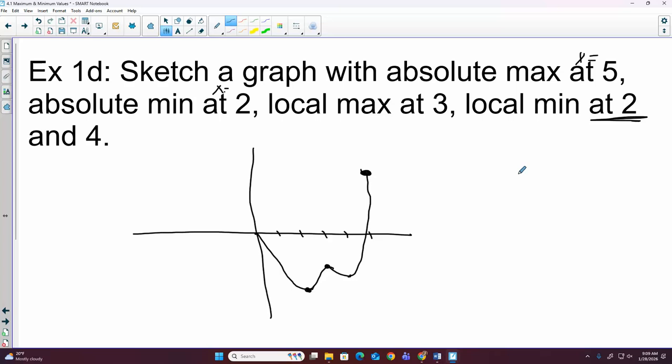Is that the only graph that would work? Absolutely not. I just said draw a graph that met those requirements. Any questions so far? Do we understand what local maxes and mins are?